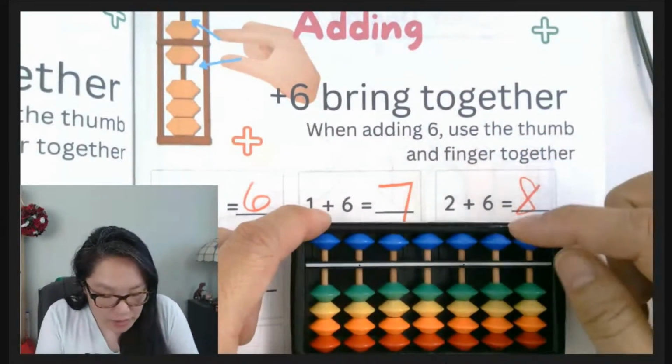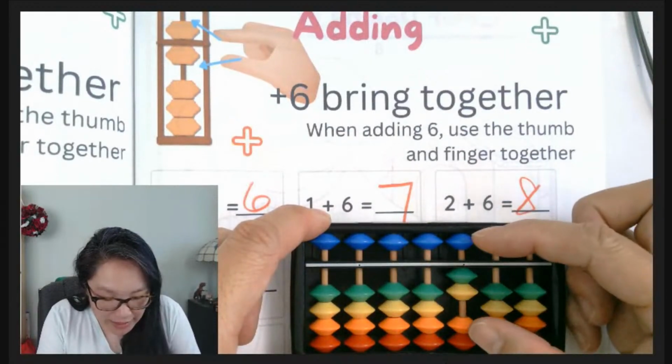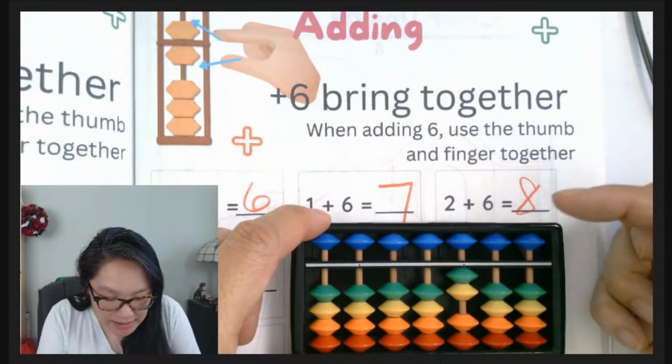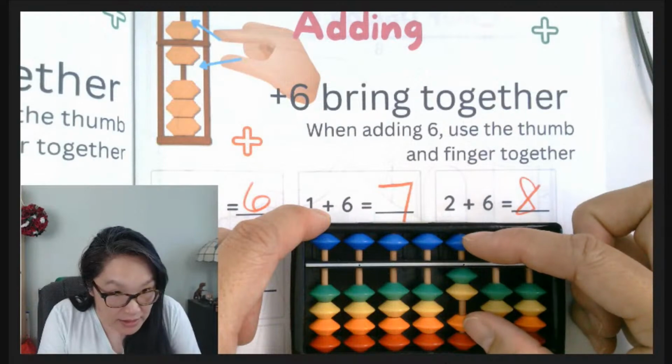So we have two, and then we add the six. What we're trying to do is see how to move the beads. We have five and then six, and we bring it together.